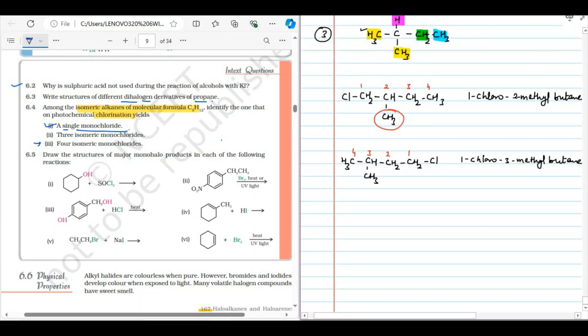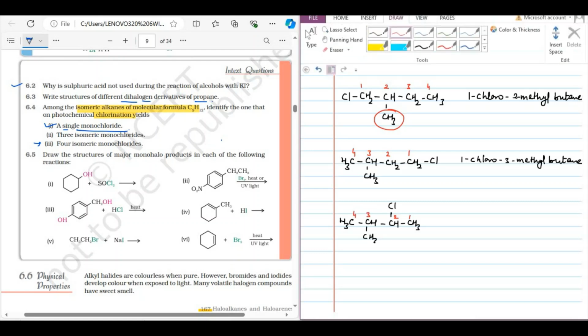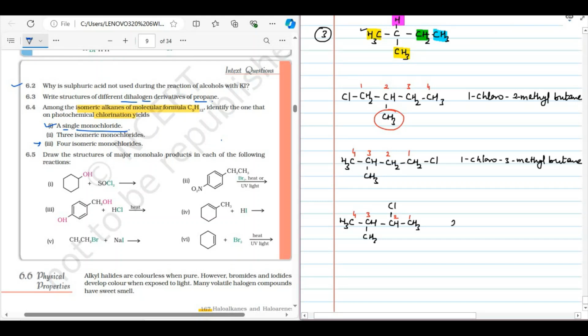Now let's replace the green hydrogen. In that case you will get CH3 CH single bond CH3. This is CH single bond Cl and here CH3. Now number the chain from the right direction because we have to give the lowest possible number to the functional group, which is chlorine. So the name of this molecule will be 2-chloro-3-methylbutane.